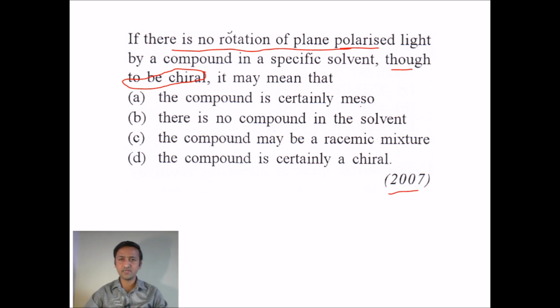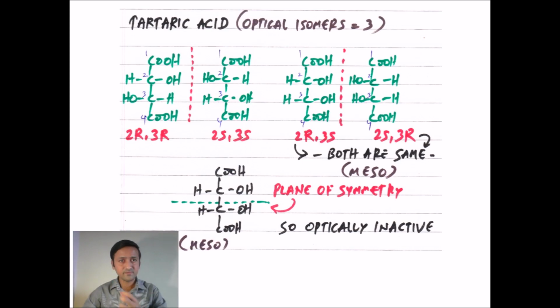The compound is certainly a meso, there is no compound in the solvent, the compound may be a racemic mixture, the compound is certainly a chiral. To explain this I take one example, tartaric acid. In optical isomers, for tartaric acid you can take it as 3, but if you use the formula 2 to the power n, as you know, it contains 2 chiral carbon atoms, so 2 to the power 2 means 4 isomers, but tartaric acid has only 3 optical isomers.